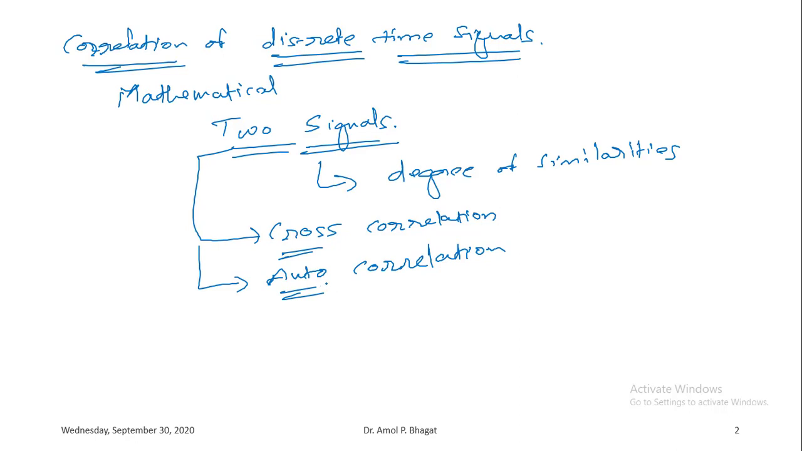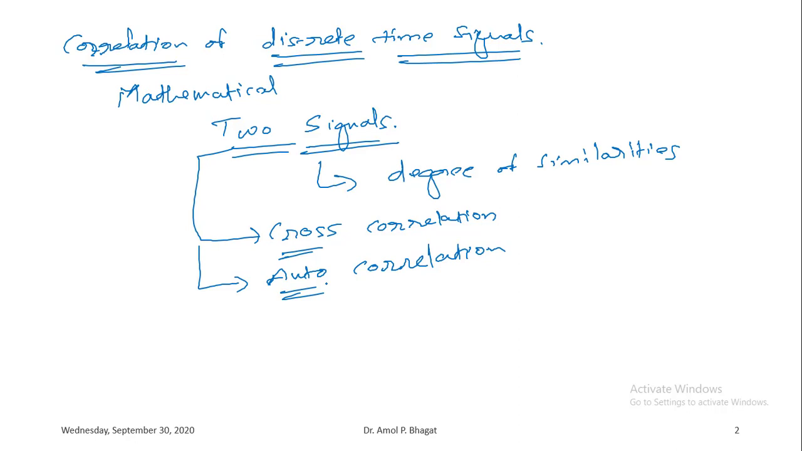In case of cross correlation, two distinct signals are compared with each other. Just for example, if I have taken the photograph of one of the students and I am comparing that photograph with another student's photograph, then two different signals are compared with each other, and that operation can be called cross correlation.